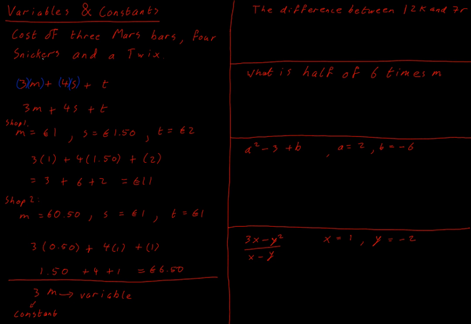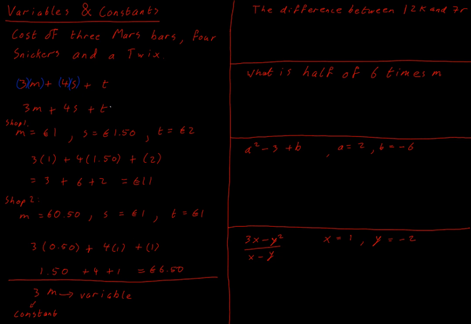So this is what we mean by constants and variables. Things that don't change are called constants, and things that can change are called variables. Depending on which shop we go into, our chocolate bars cost a different amount, but regardless of which shop we go into, we want the same amount of each bar, so the amounts of bars that we want would be constant.